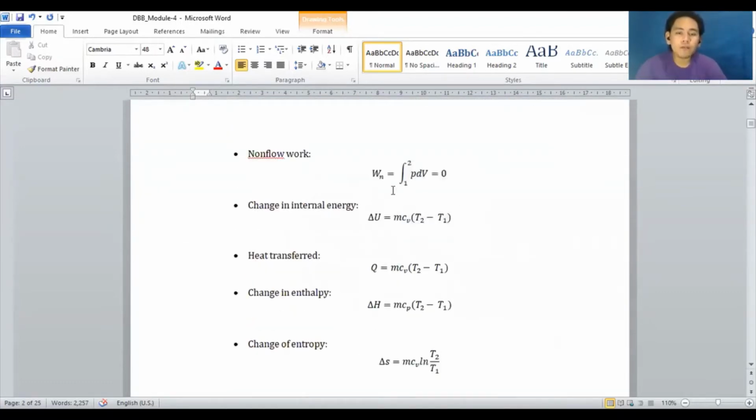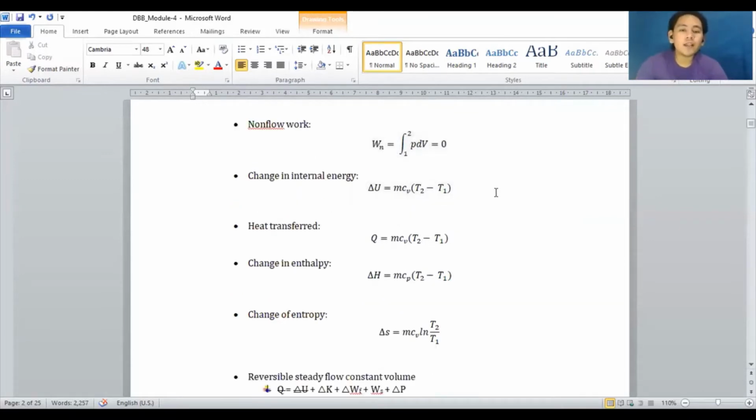Now, the non-flow work is equal to the integral of P with respect to volume, W = ∫P dV. Since the volume is constant, we assume that dV is 0. So the integral of 0 is 0. Therefore, your non-flow work is 0.